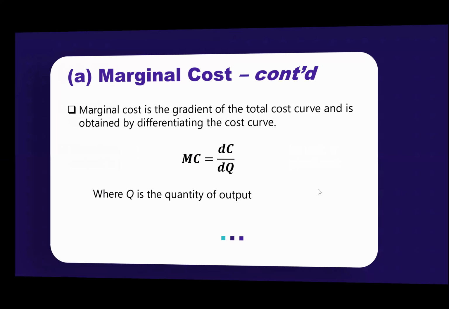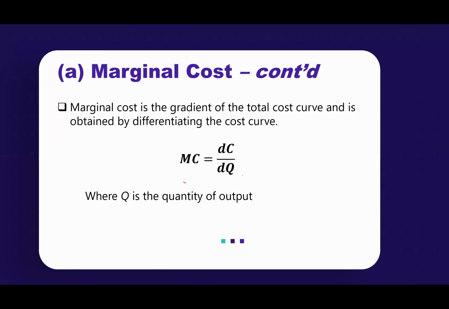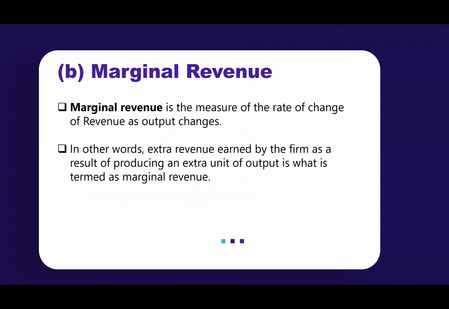In fact, marginal cost is the gradient of the cost function: dC/dQ, Q being the quantity, and C being the total cost. If you get the dC/dQ, you will have got the marginal cost, which is very, very instrumental in decision making. Because managers would say, okay, if we increase our production by 1 unit, the increment in the cost is going to be this much. Next is marginal revenue.